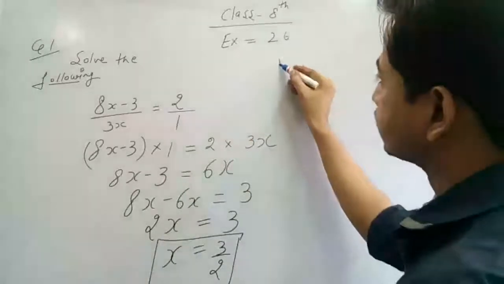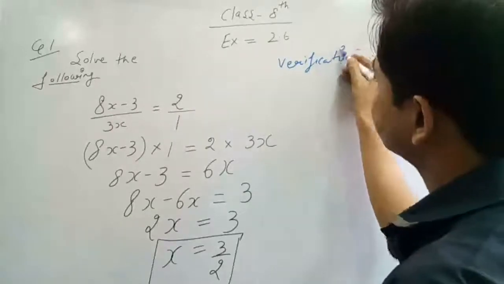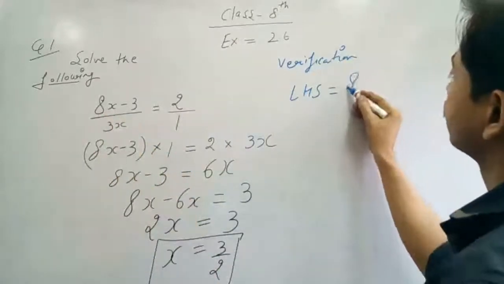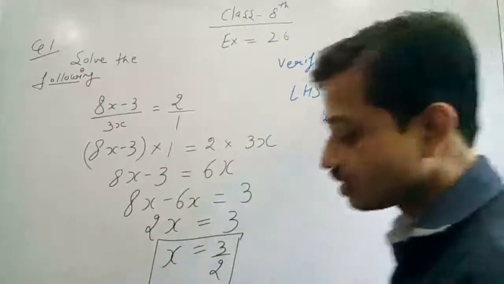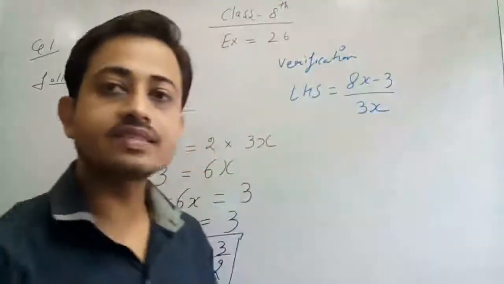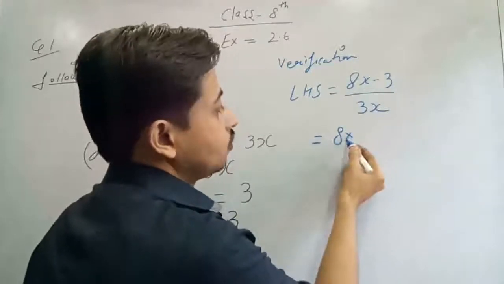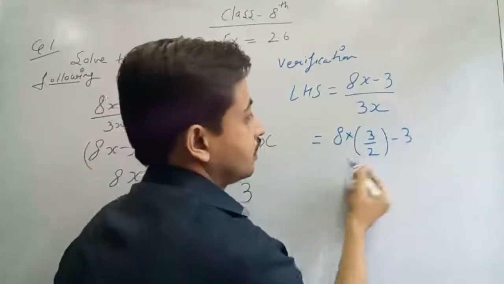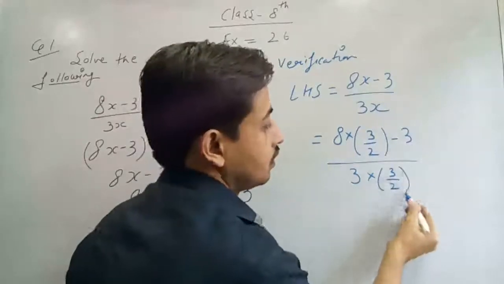So here I am doing the verification. What is our left hand side? Left hand side is (8x minus 3) divided by 3x, and we have to put in the value of x. x is what? 3 by 2. So replace x with 3 by 2. Please note: 8 into 3 by 2 minus 3, divided by 3, where x is again replaced by 3 by 2.